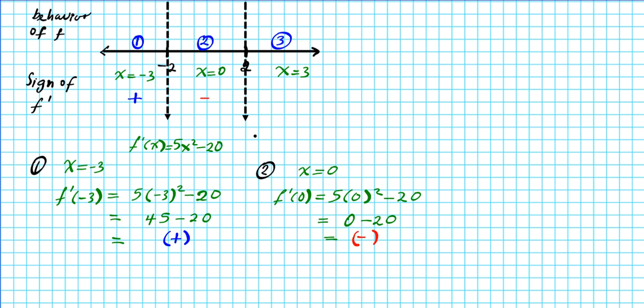Last interval, interval number 3. In that interval, we selected x equals 3 as a test value. So we want to determine the sign of the first derivative at x equals 3. We plug 3 into the derivative function, 5x squared minus 20, which gives us this expression right here.